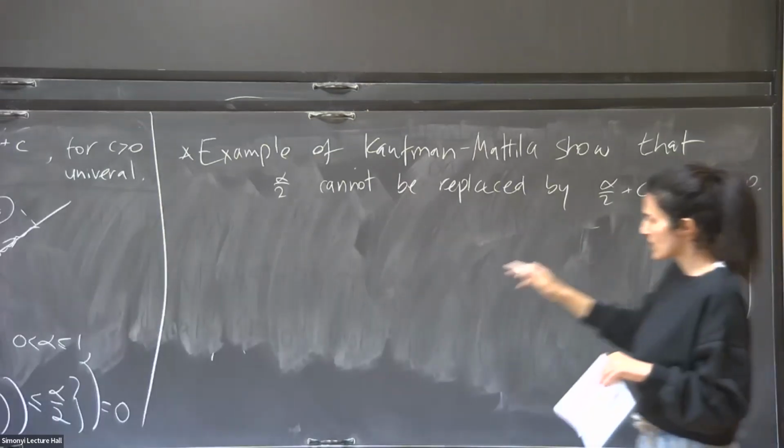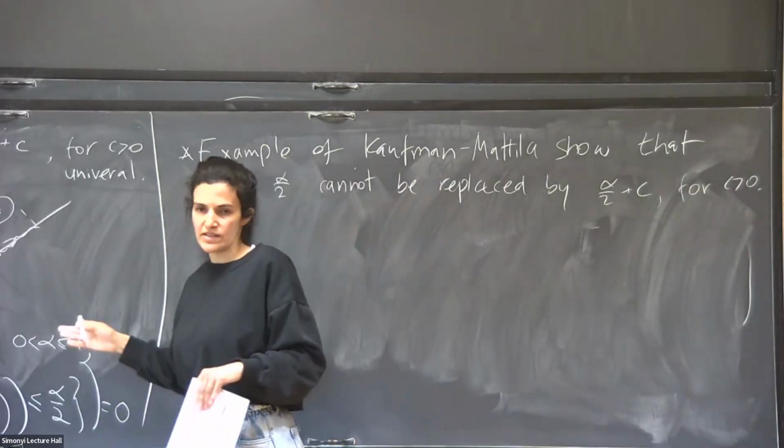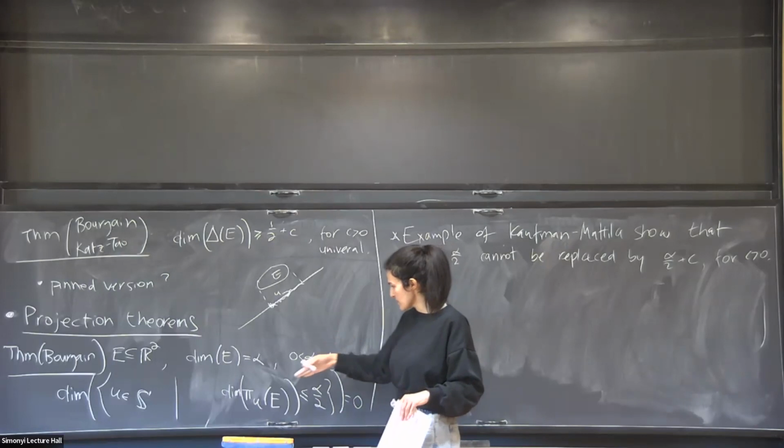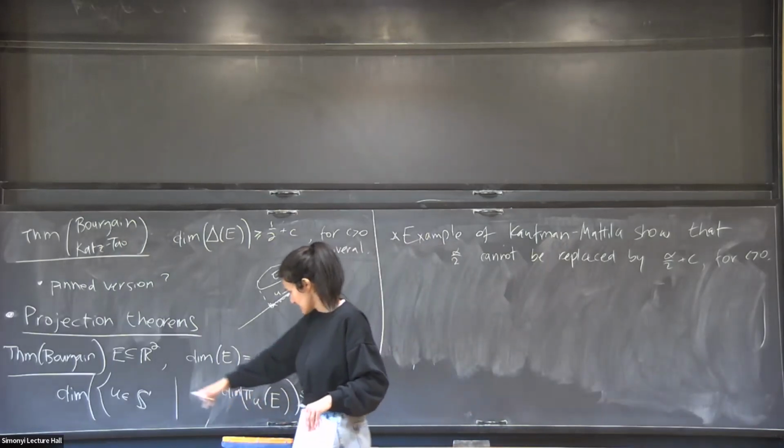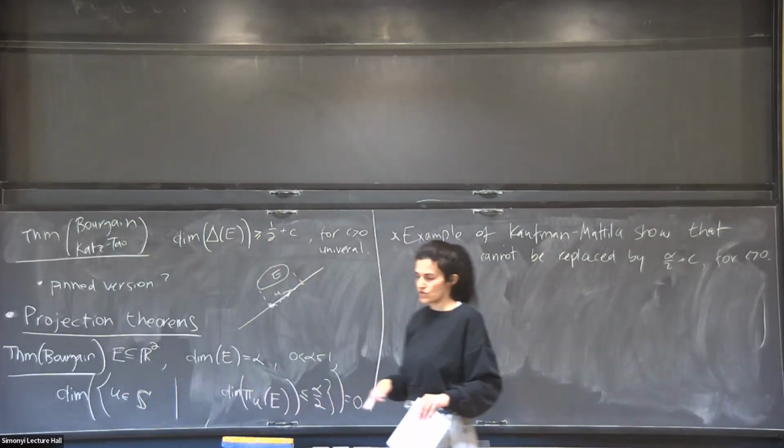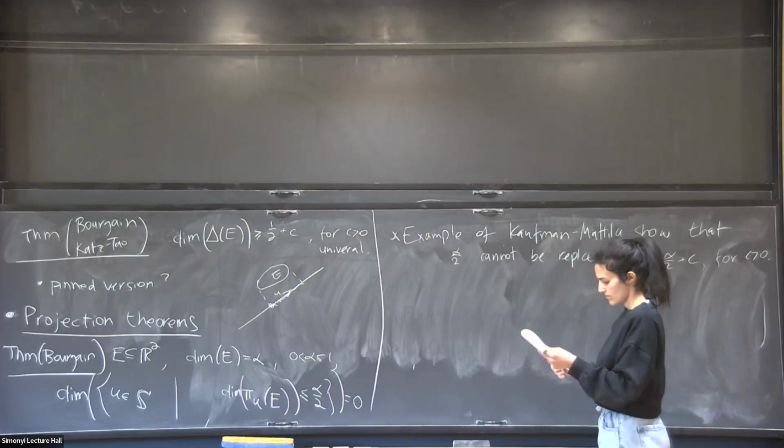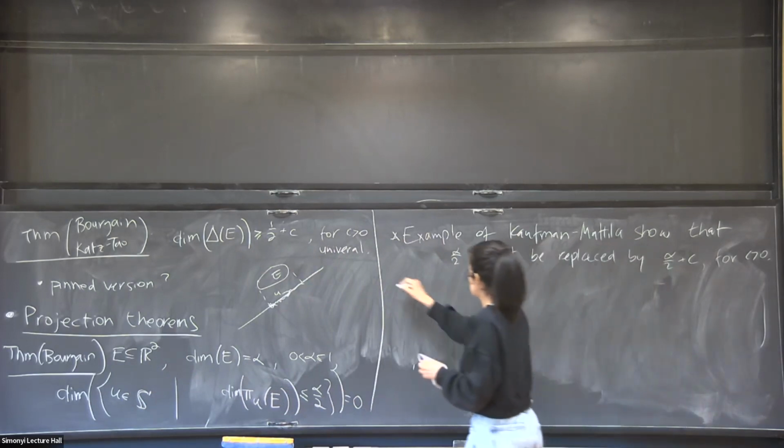So if you, instead of alpha over 2, write here alpha over 2 plus any constant C, one can find an example of a set such that this direction would have positive Hausdorff dimension. Okay.